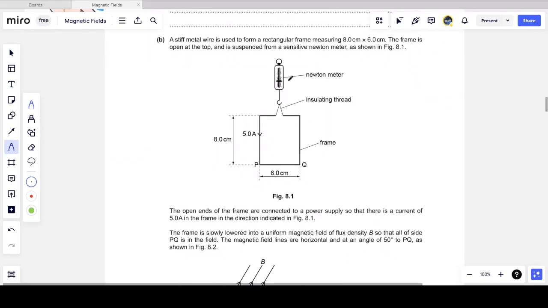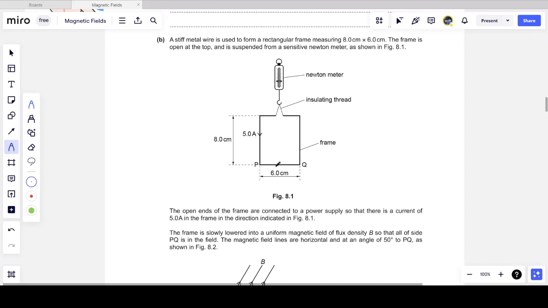Now we are told that a stiff metal wire is used to form a rectangular frame. So we have basically a frame of wire measuring 8 by 6 centimeters. The frame is open at the top and suspended from a sensitive Newton meter as shown in the figure. The open ends of the frame are then connected to a power supply. So the top ends are connected to a power supply.